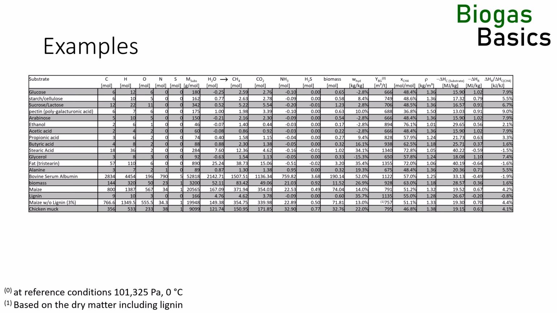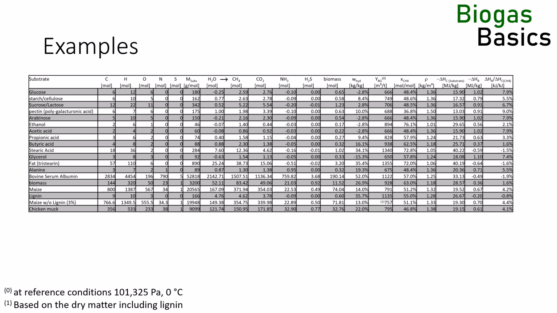The computed biogas yield for maize is 757 cubic meters per ton, whereas the literature value is roughly 750 cubic meters per ton. The computed methane content is 51.1%. In reality, we measure around 52%. The computed water demand for the hydrolysis is 13%. In reality, we measure slightly lower values of around 5%, and the heat of reaction is roughly 4.4% of the calorific value of the produced methane, which is close to experience values. The computed values for chicken muck are considerably higher than literature values.